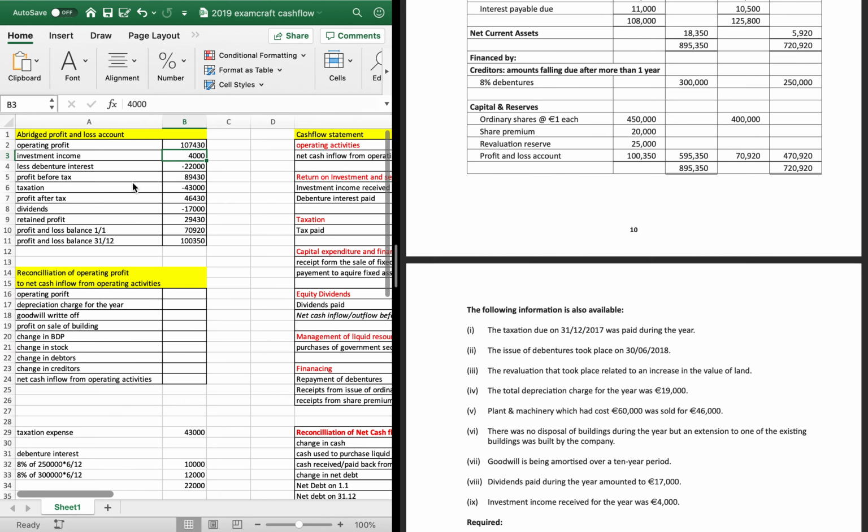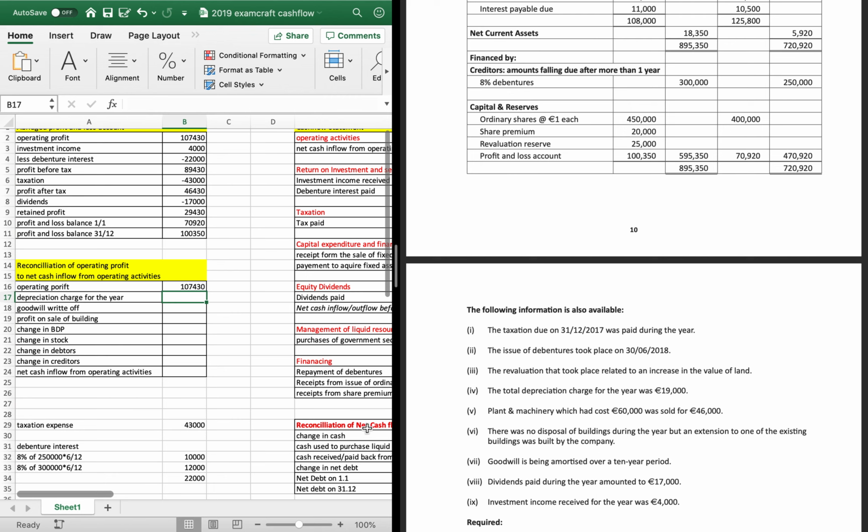Okay, so we can drive on. So we put that 107,430 into our part B. And then we look at our depreciation charges for the year. So the full amount of depreciation is given to us. We use that to work out the profit on the sale.